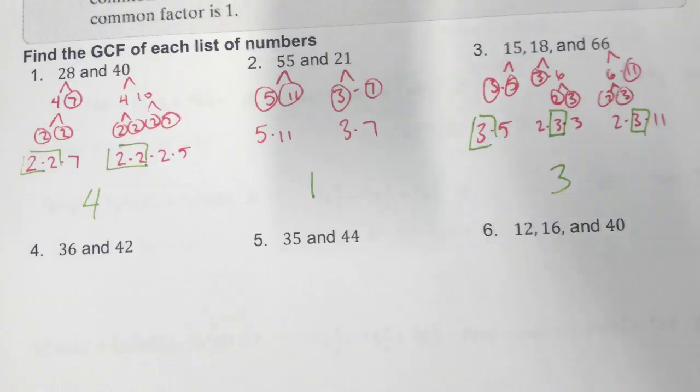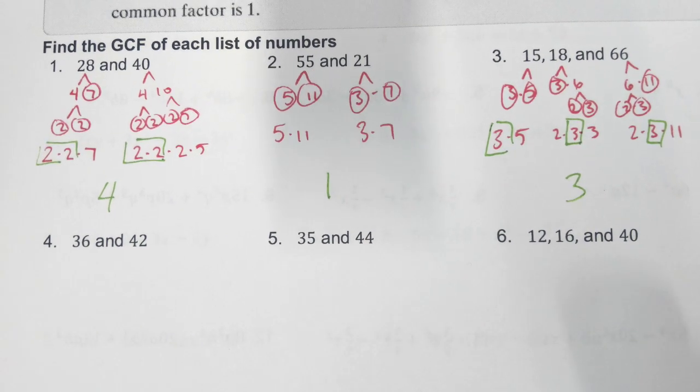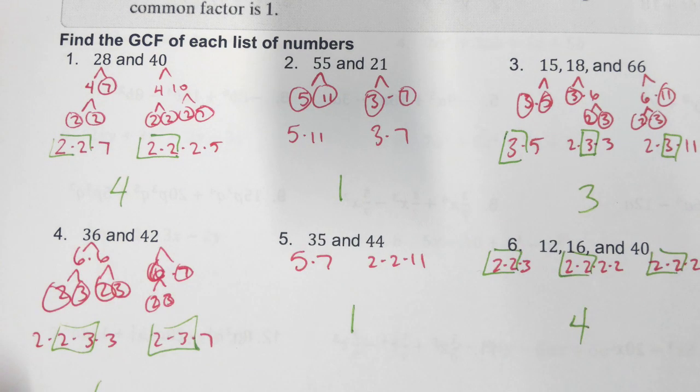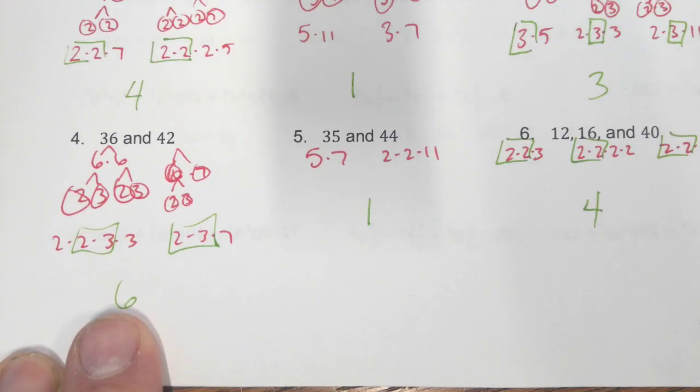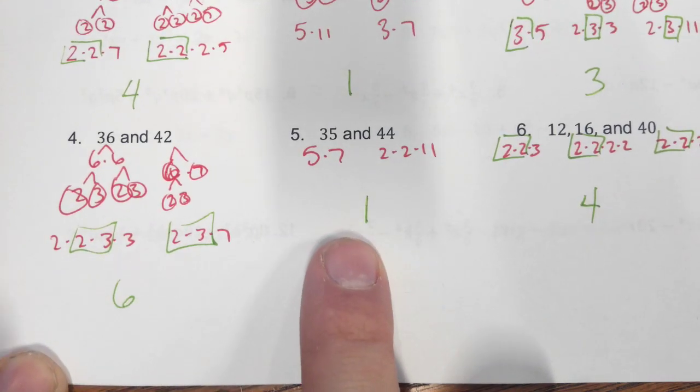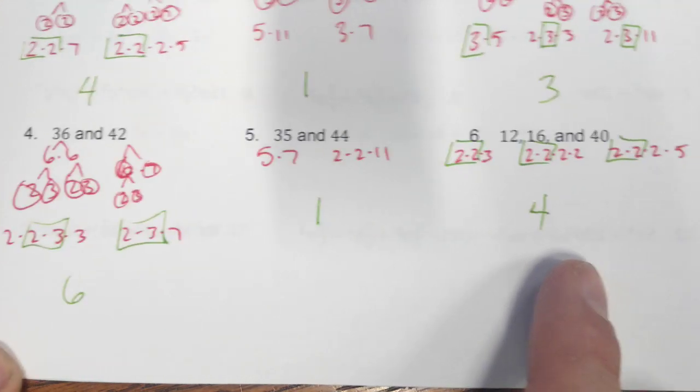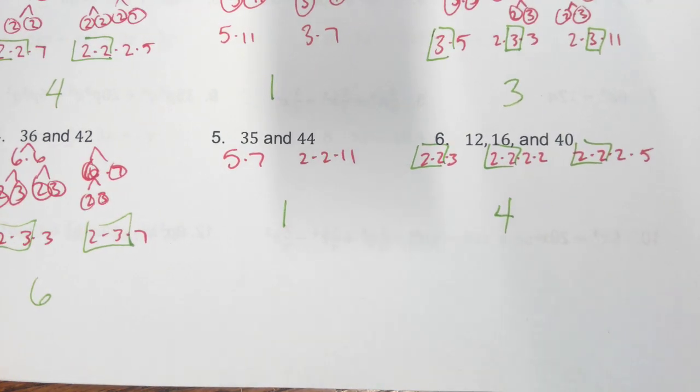So why don't you try the 4, 5, and 6. Pause the video right here, do them, and then we will compare answers in just a second. All right, so looks like I've got 6 on number 4. Nothing was in common on 5, so again, 1. This one, each of them had at least two 2's, so 4 was the biggest that divided each of those.